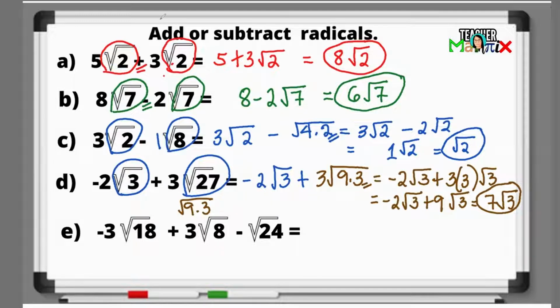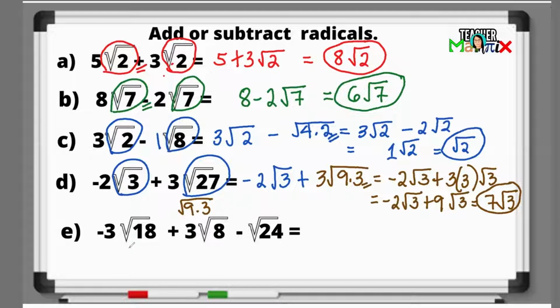For the last problem, we have negative 3 square root of 18 plus 3 square root of 8 minus square root of 24. All of these three radicands are even numbers. And at the same time, they are composite numbers. So all we have to do is just think of the factors wherein we can choose one of the factors that could have a square root.